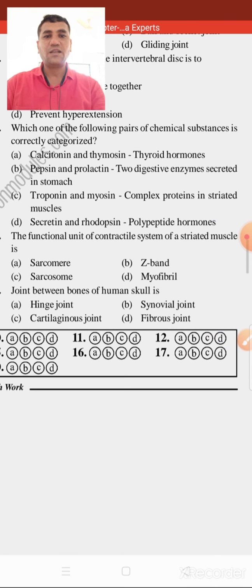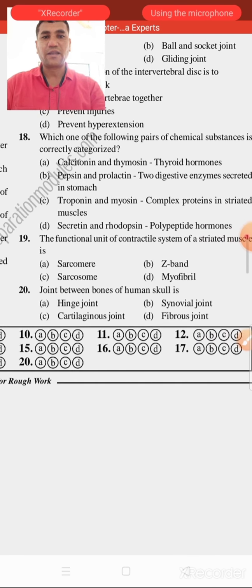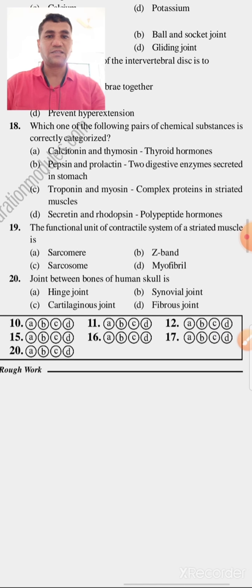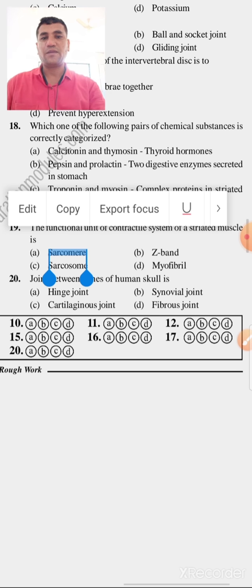The functional unit of a contractile system of a striated muscle is A. Sarcomere, B. Z-band. Z-band means the dark line present in the middle of the I-band. So here the answer is sarcomere.